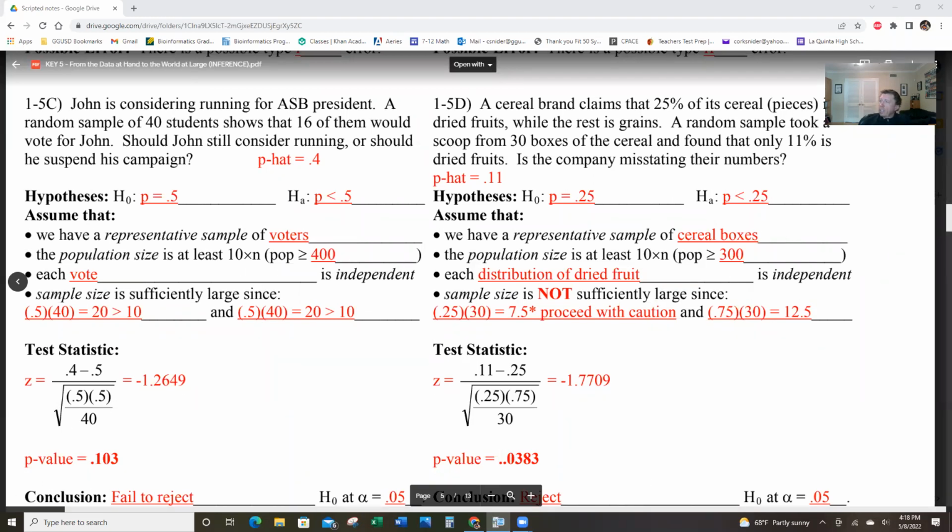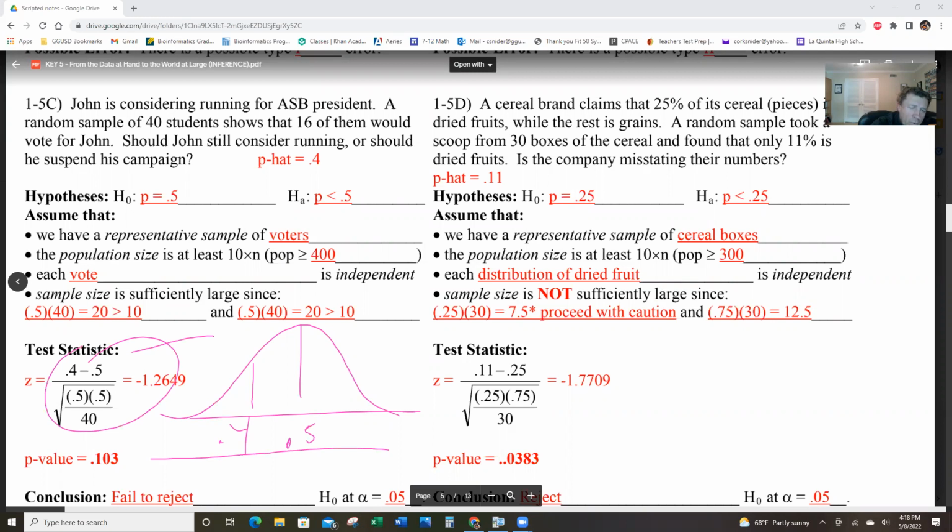Okay, so again, it's better if you draw this out. So you're going to draw this, right? 0.5 goes there, 0.4 goes there. Here's your z-score, which is negative 1.26. And the p-value is 0.103. So 10% is bigger than 5%. So there's not enough evidence. This could happen by chance.